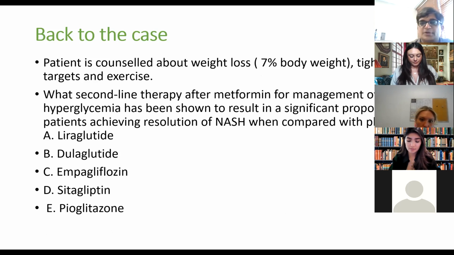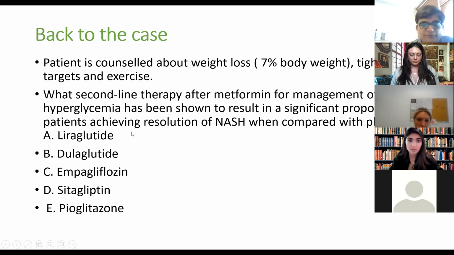10%, 12% is where you will start to see the most benefit. Talked about Mediterranean diet, blood pressure control, and exercise. And exercise will not only help with the weight loss, but it will also help with the NASH indirectly as well. So this is the question.